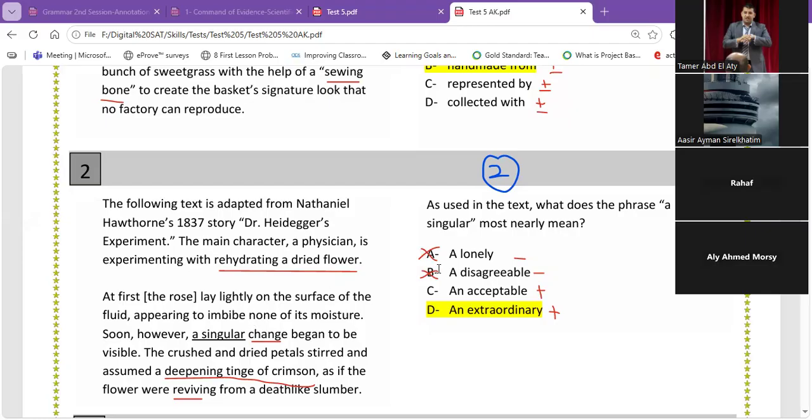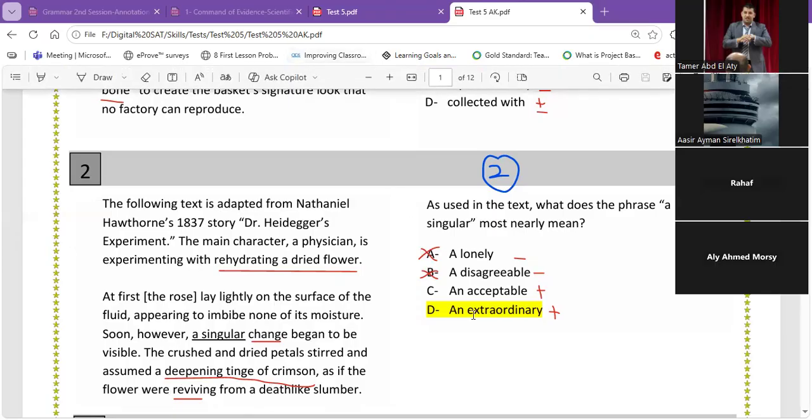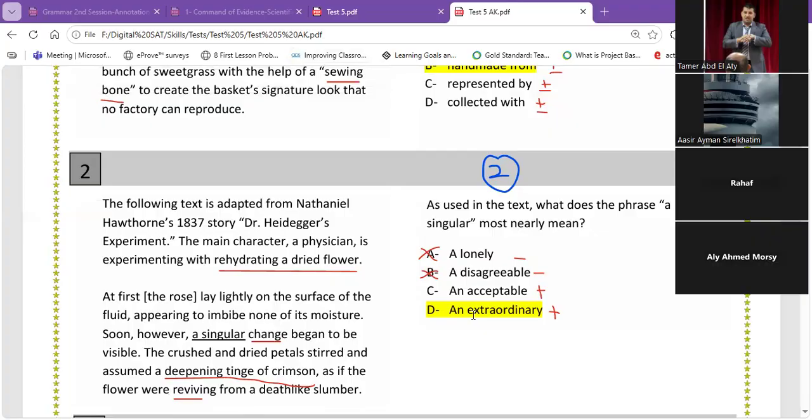Is it lonely, disagreeable, acceptable, extraordinary? But from above, we know that he is rehydrating a dried flower, which means something that is actually a wonder, a miracle. Began to be visible. The crushed and dried petal stirred and assumed a deepening tinge of crimson, as if the flower were reviving, starting to be alive again from a death-like slumber. How someone that died starts to be alive again. So it's extraordinary. Yasin Ahmed, clear?